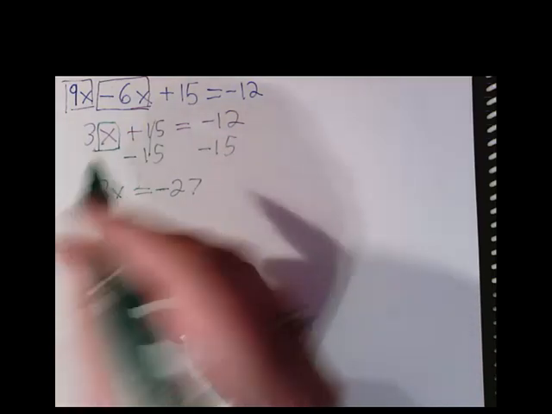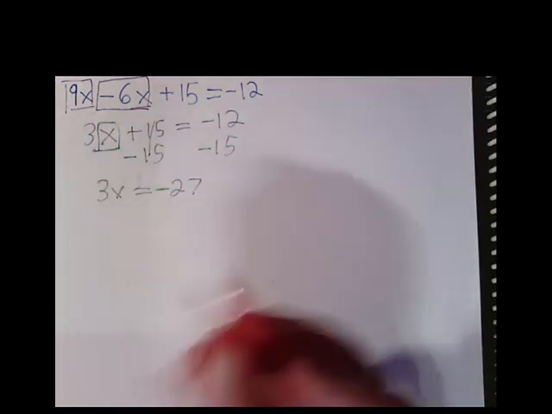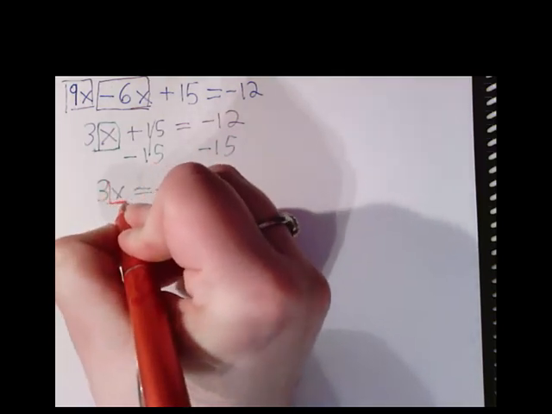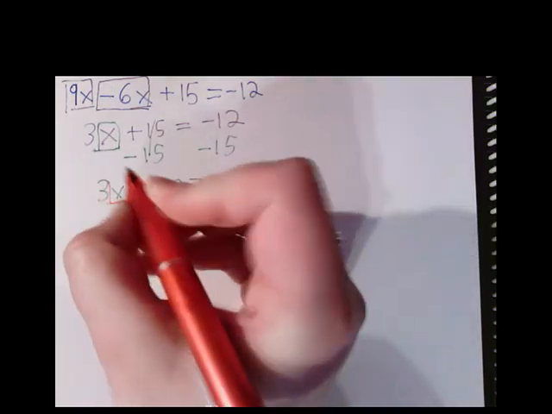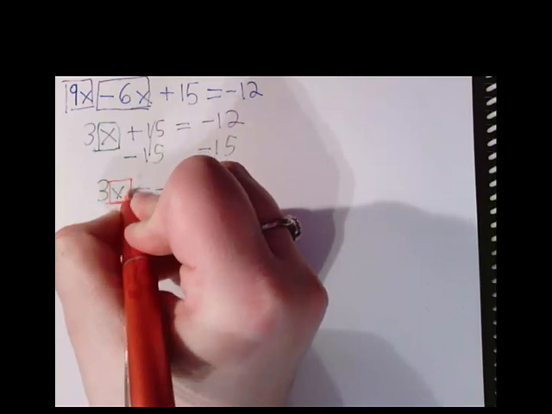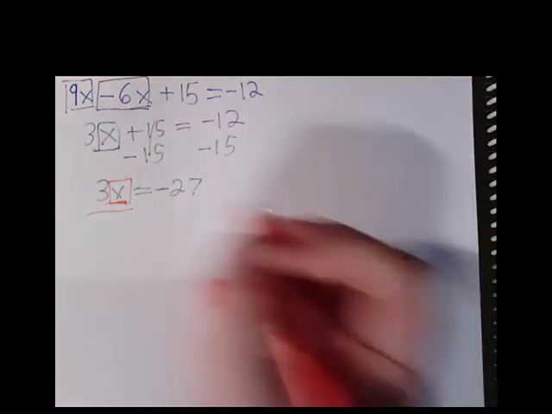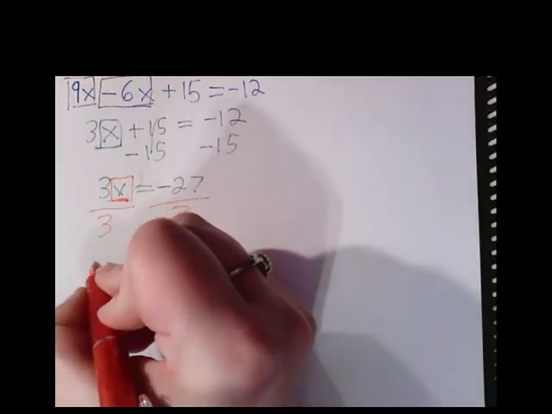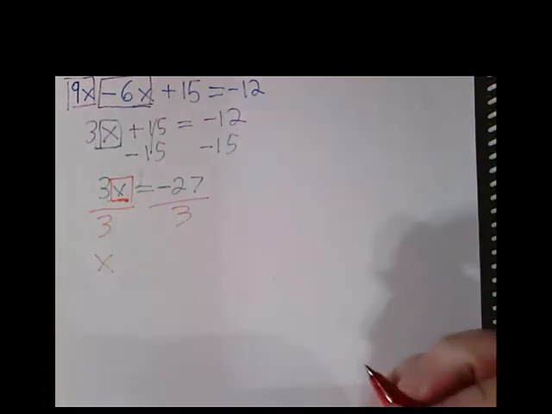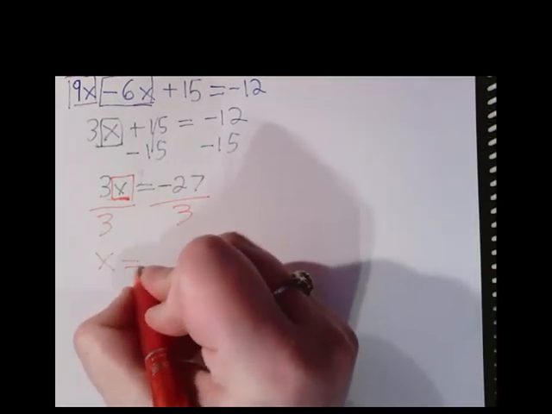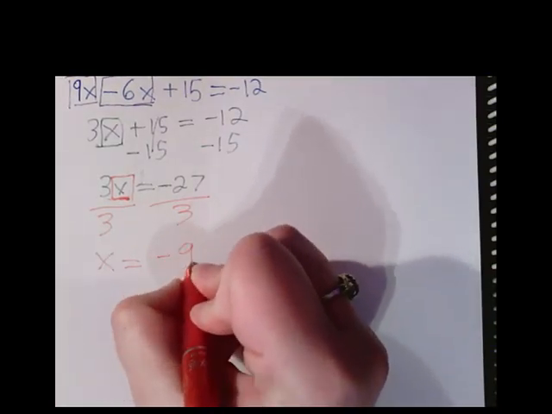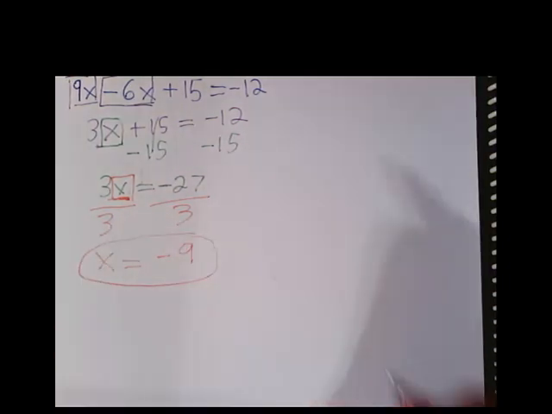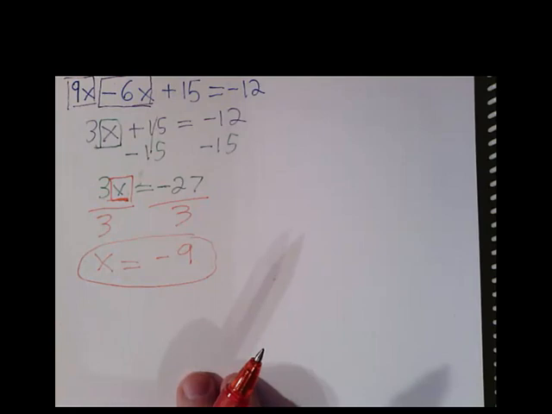So now I can get the x by itself. Okay, 3 is doing what operation? It's multiplying. Okay, so we undo multiplication by division. So x is going to equal a negative 9. And there is our solution. Okay, x has to be negative 9.